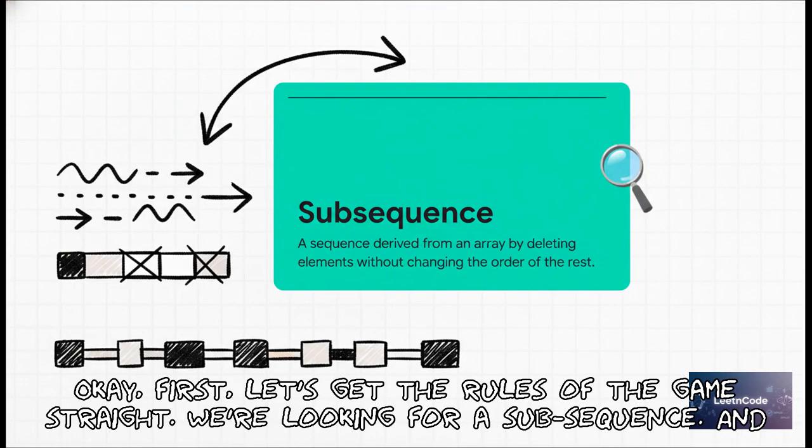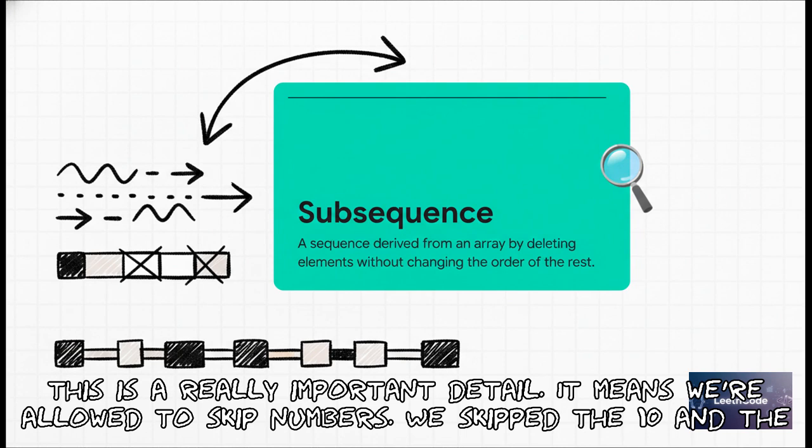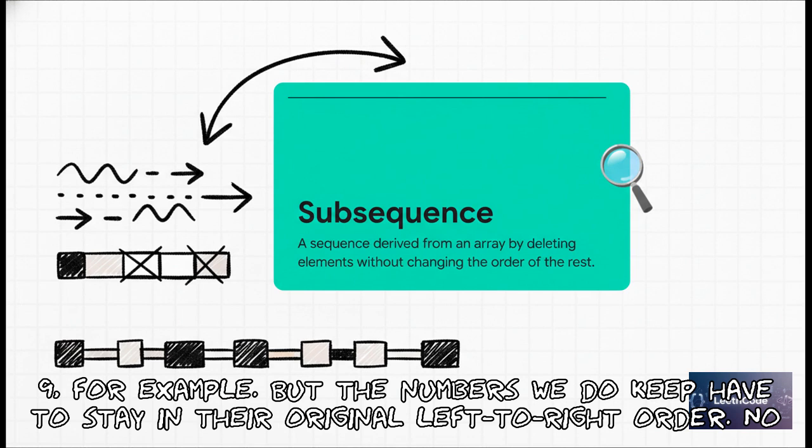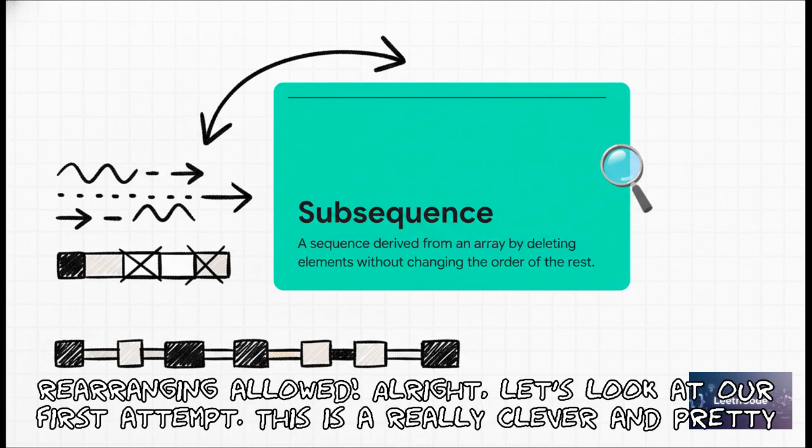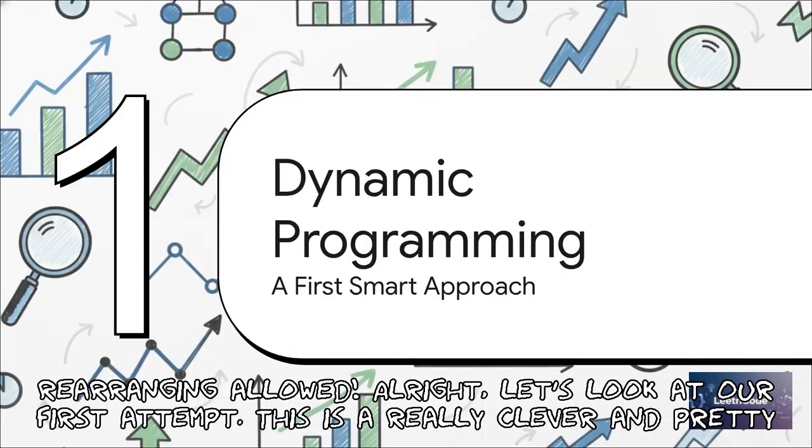Okay, first, let's get the rules of the game straight. We're looking for a subsequence. And this is a really important detail. It means we're allowed to skip numbers. We skipped the 10 and the 9, for example. But the numbers we do keep have to stay in their original left-to-right order. No rearranging allowed. All right, let's look at our first attempt.